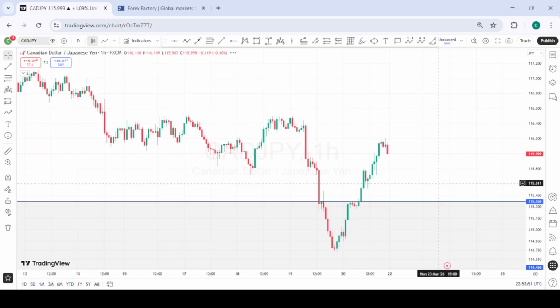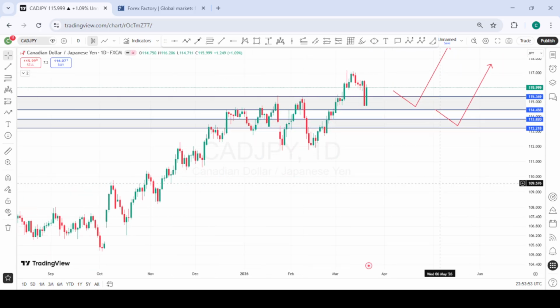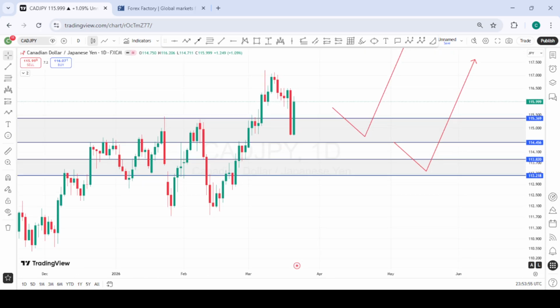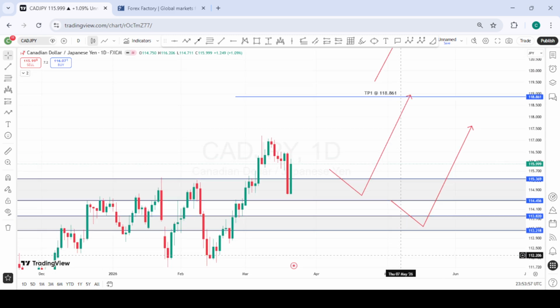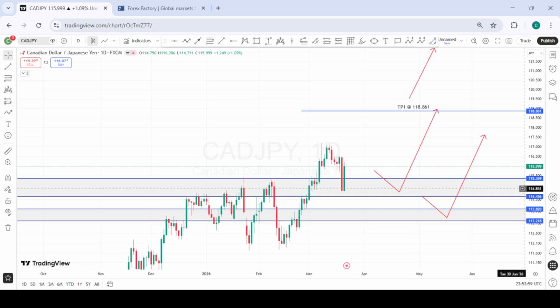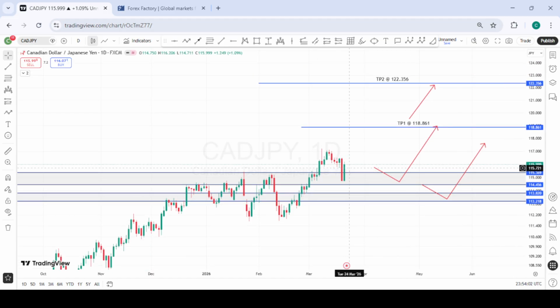This is CADJPY. So CADJPY also made its way to the area of interest we anticipated it to come to before we see buying opportunities to the upside. You can see this strong reaction from the area of interest. So going into next week, we'll be looking forward to buying opportunities to continue to the various TPs we have above. So we are very bullish on CADJPY for the coming week.